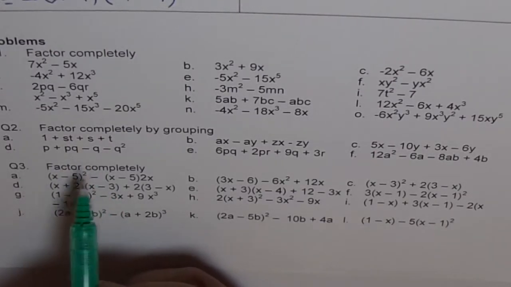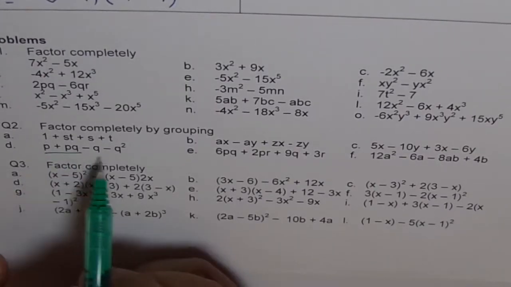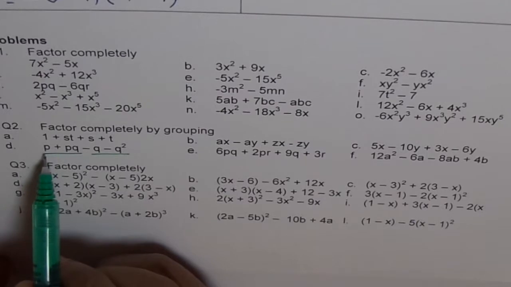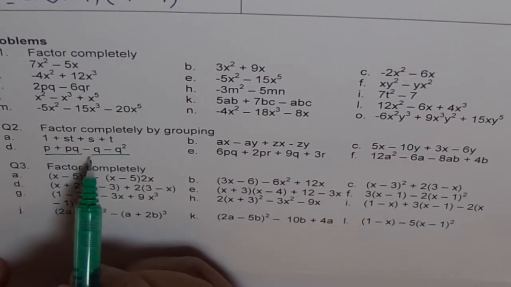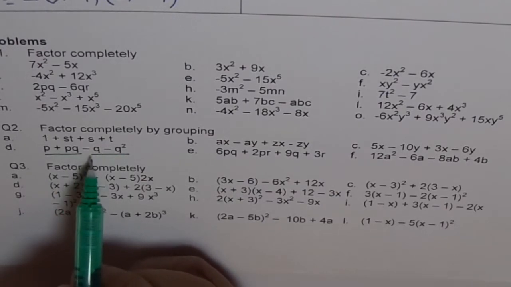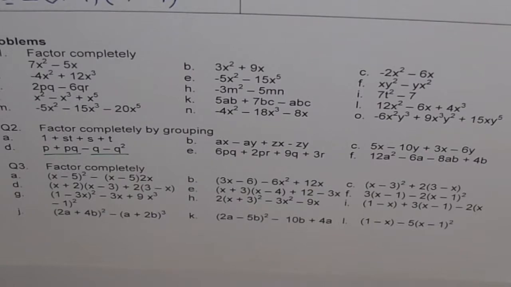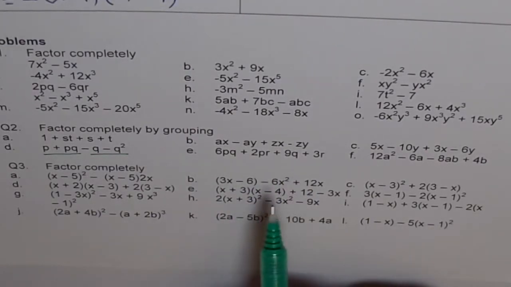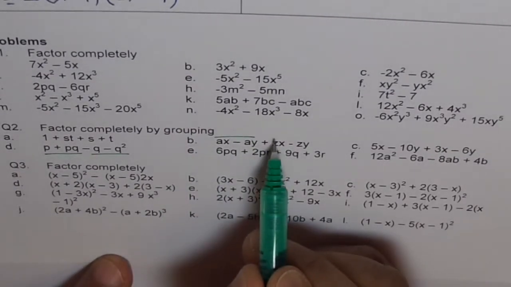For example, do you see something common here? For example, here you can group them. If you factor out p, you get 1 plus q. And here, if you factor out minus q, you get 1 plus q. So then you can factor out 1 plus q and factor it further. So if there are 4 terms, then you need to regroup them. So for example here, you can regroup them, correct?